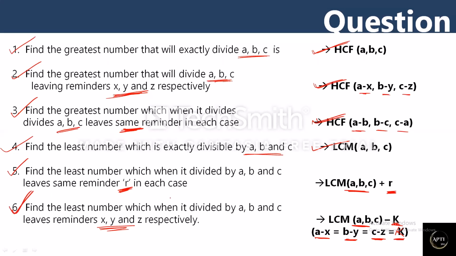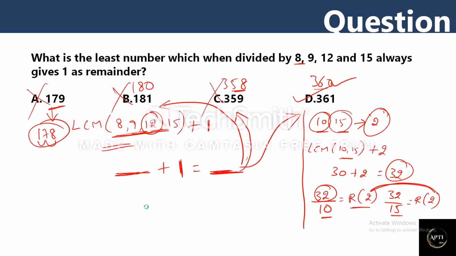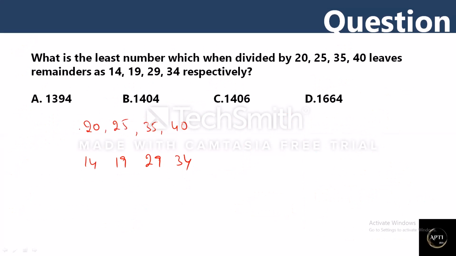Sixth application: find the least number which when divided by A, B, C leaves X, Y, Z. Now we need to find the LCM of A, B, C minus K. What is meant by K? K is the difference. The difference is A minus X, B minus Y, C minus Z. The difference is the same.